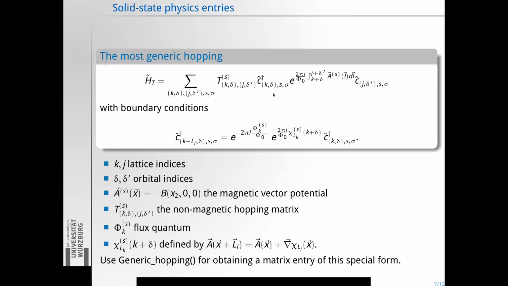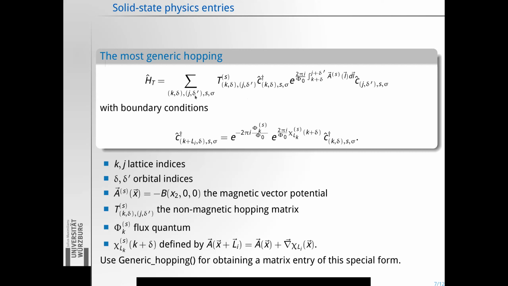And we've thought long and hard about it. And this is what we could come up with. So this is a general quadratic form in the fermionic operators C dagger and C, specifying the entries of the matrix T. So there are a lot of indices and moving parts in here. So K and J denote the lattice indices. These are the indices of the lattice that you can consider.